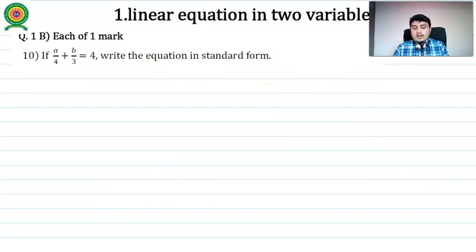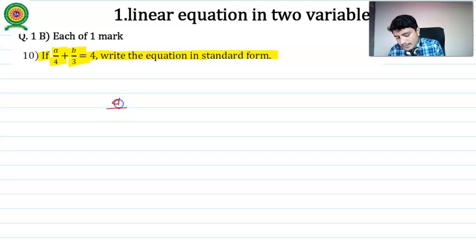Look at question number 10. We are given that a divided by 4 plus b divided by 3 is equal to 4. Write the equation in standard form. Standard form means the general form of a linear equation in two variables. So we have here a divided by 4 plus b divided by 3 equals 4.